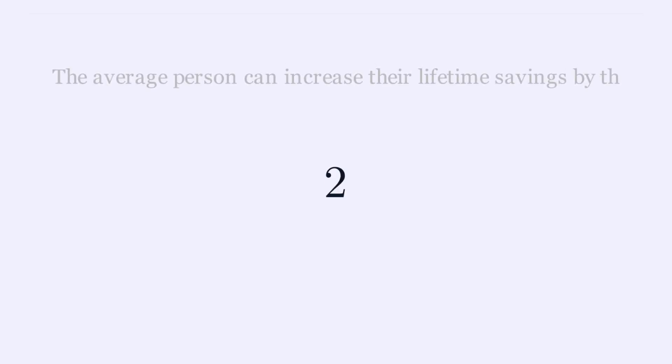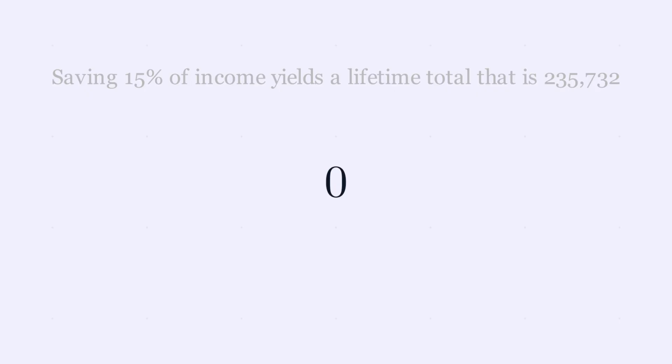The average person can increase their lifetime savings by 3 times just by saving 12% of income. Saving 15% of income yields a lifetime total that is $235,732 higher than saving 10%.